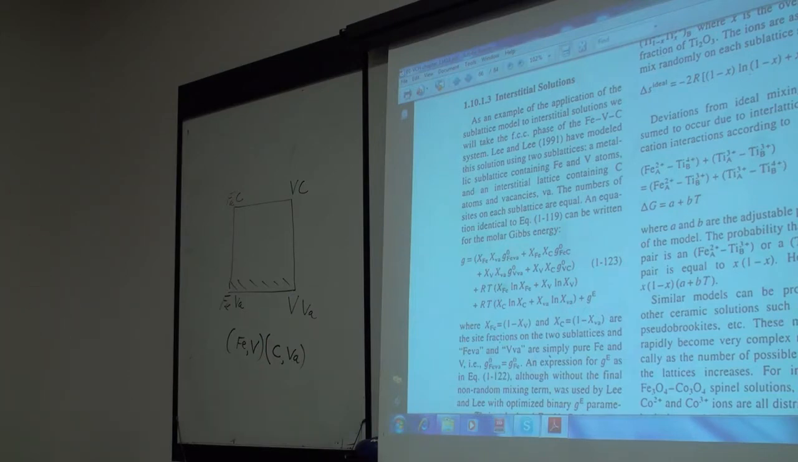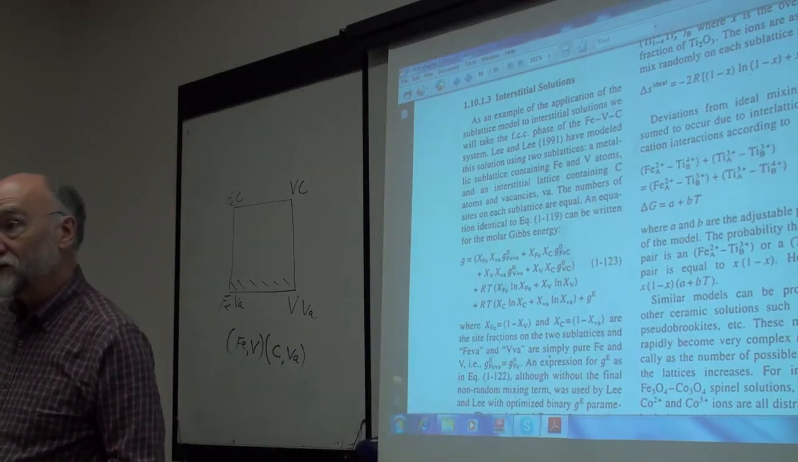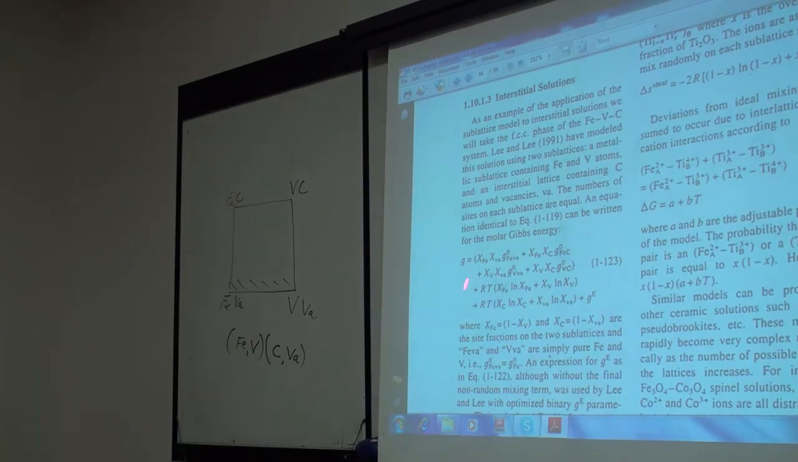This was written in 1991. Today these x's would be replaced by small y's. These are site fractions, of course. So this is your compound energy formalism. We're assuming that each mole of metal has 1 mole of sites, which is true in the face-centered cubic lattice, where x iron is 1 minus x vanadium and x carbon is 1 minus x of vacancies, are the site fractions on the two sublattices. This is all explained here.